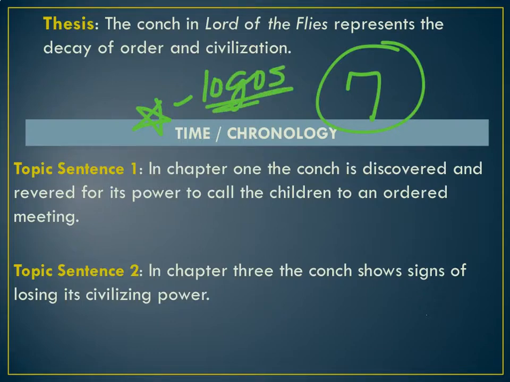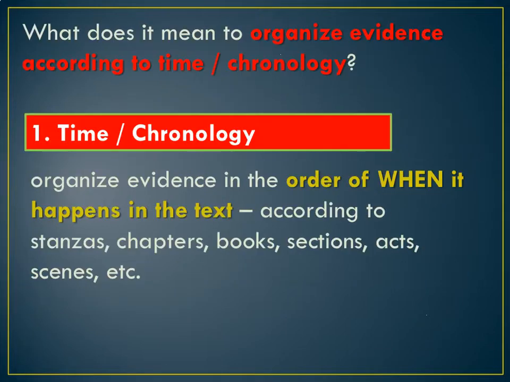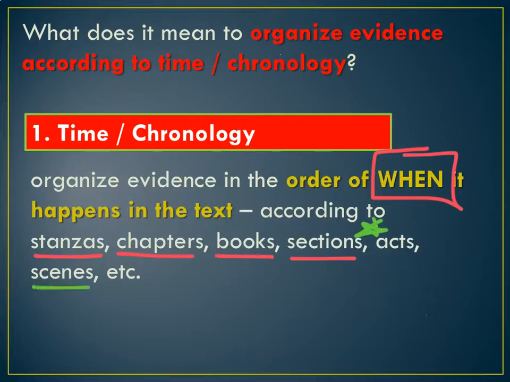I'm going to walk you through how to go about organizing examples possibly from your rhetorical analysis journals according to time or chronology. All it means to organize according to time chronology is to organize evidence according to the order of when it occurs, when it happens in the text. However the text is organized, whether it be stanzas, for example, for a poem, chapters, the Odyssey is organized into books and sections. The play 12 Angry Men is organized into acts, scenes, etc.